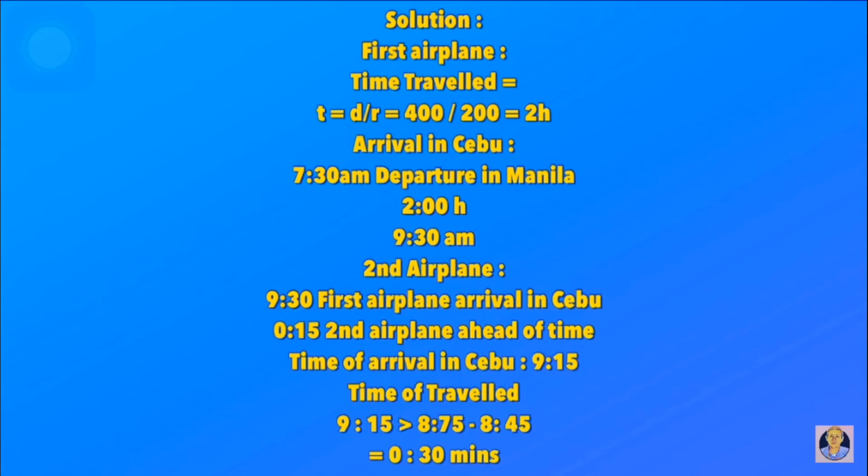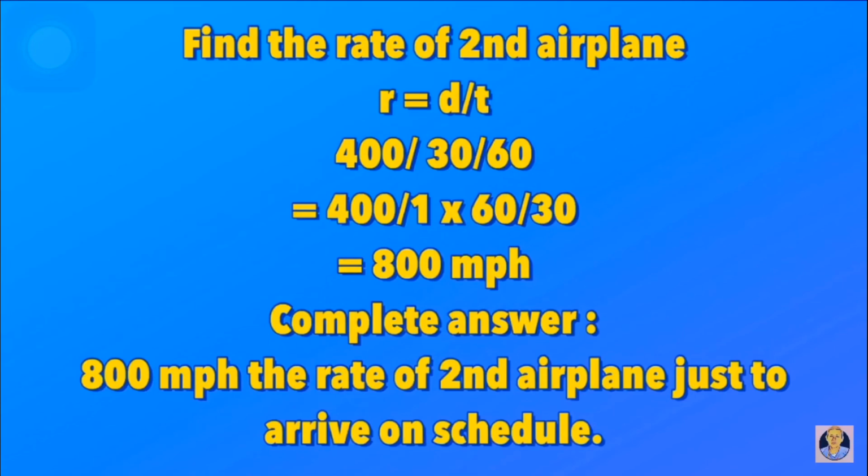Then the time of arrival in Cebu of the second airplane must be 9 hours and 15 minutes in the morning. So the time of 9:15, we're going to subtract. It becomes now 9:15 becomes 8 and 75. Then we are going to minus the 8 hours and 45 minutes. So 8 and 75 minus 8 and 45, so we have 30 minutes the time of travel of the second airplane.